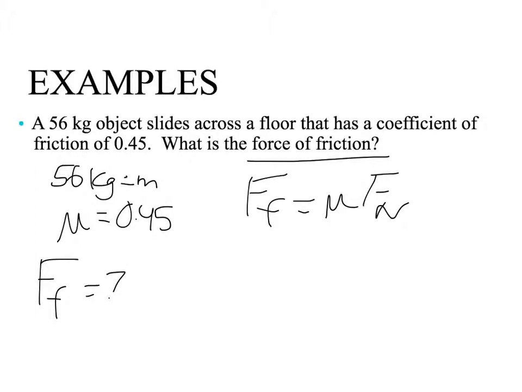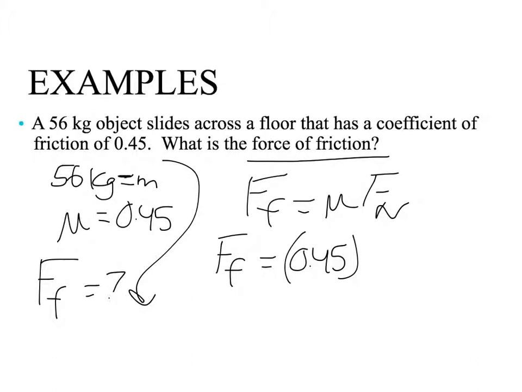If I want to plug in for that and find my force of friction, I can just use my coefficient, which is 0.45, but I don't have my normal force yet. Though I've been given the mass, I don't have the normal force. What I can do is a side calculation and figure out the weight of the object, because the weight of the object will really be the force of gravity, and the force of gravity, because the object isn't moving up or down, will be the normal or support force.